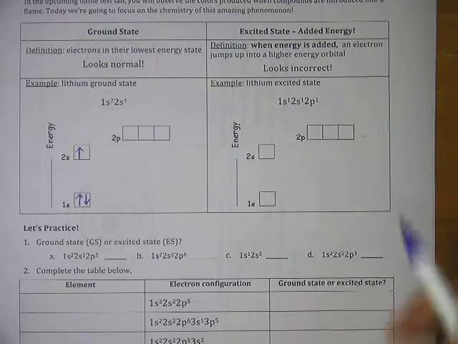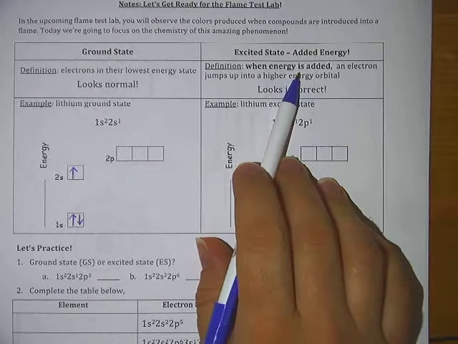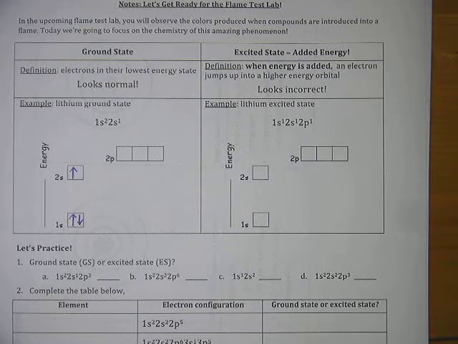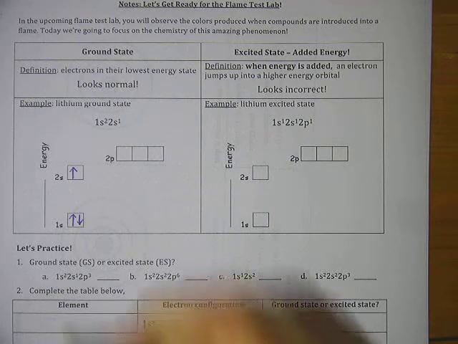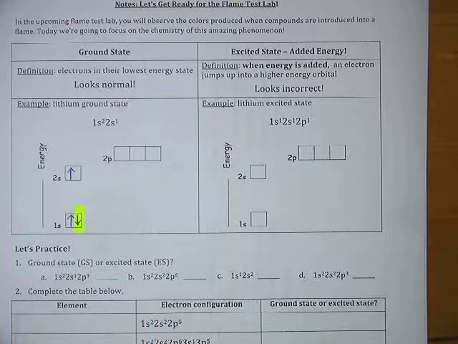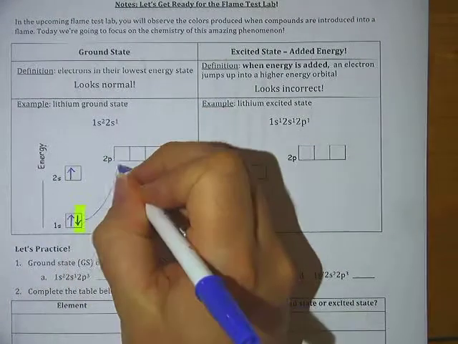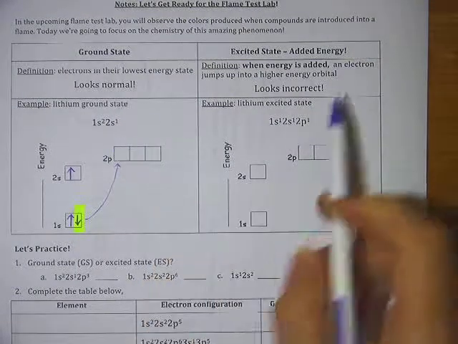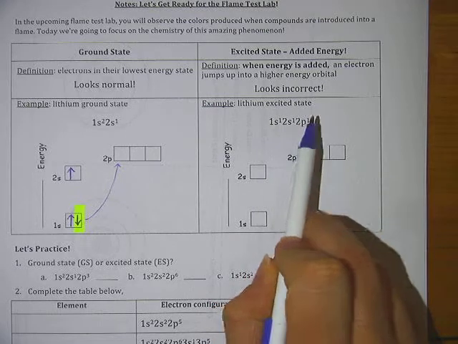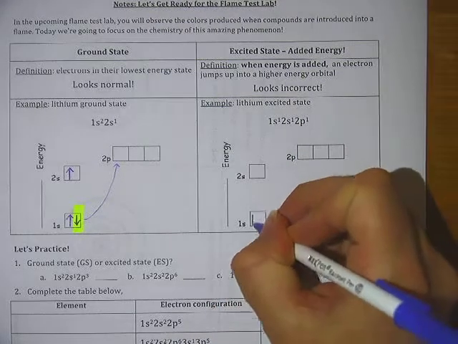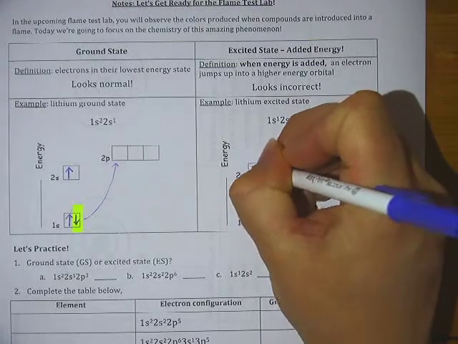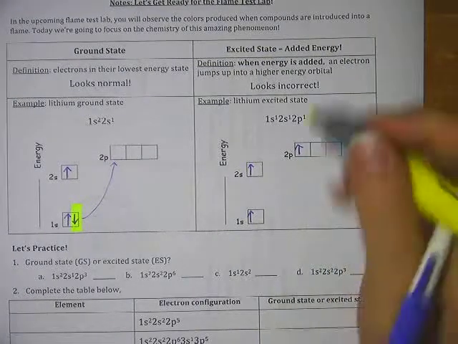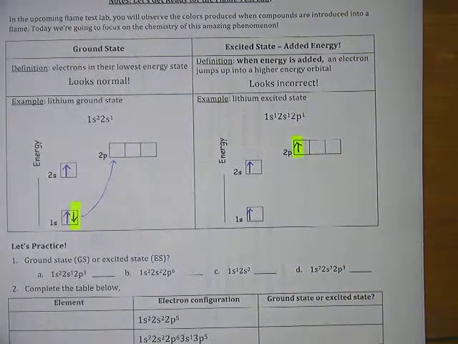But if you add energy to the atom, an electron can jump up into a higher energy orbital. So what happens, for instance, is that this electron right here might end up moving so that instead of 1s2, 2s1, you have 1s1, 2s1, 2p1, where your 1s still has 1 electron, your 2s still has 1 electron, but then that other electron moved itself up to a higher energy state in the 2p.